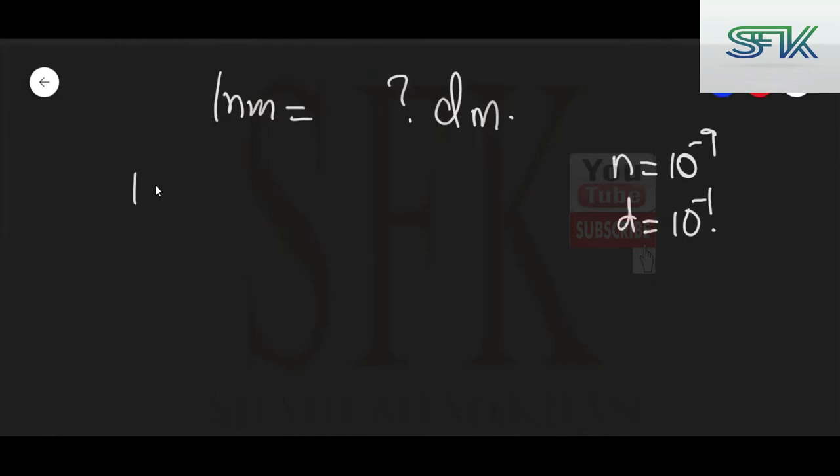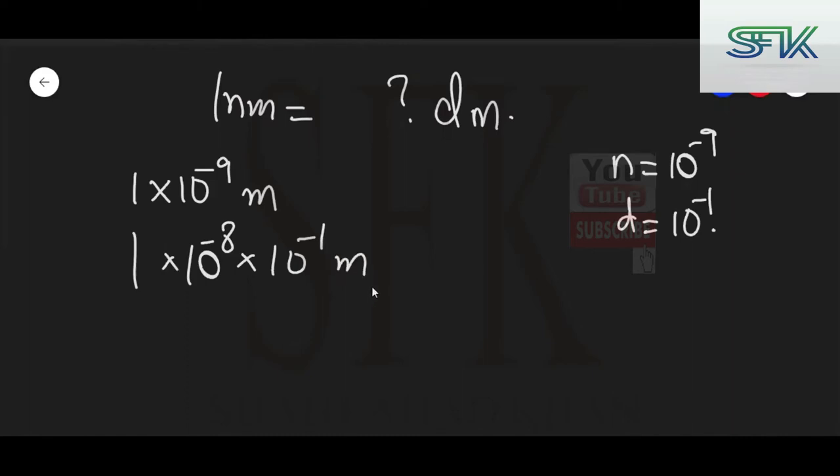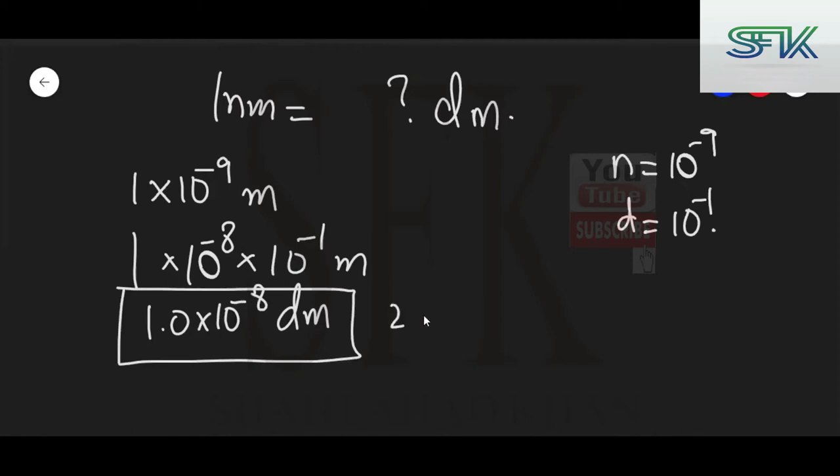Again, just replace nano by 10 raised to the power of minus 9 and meters. Now, what you need to do is split it into 10 raised to the power minus 1. How many units are left? 9 minus 1 is 8, so you keep the minus 8. It's going to be 1 meter. This 10 raised to the power minus 1 can be written as decimeters, and the rest becomes 1.0 times 10 raised to the power of minus 8 decimeters. Again, the answer is given to 2 significant figures. So 1 nanometer is equal to 1 times 10 raised to the power of minus 8 decimeters.